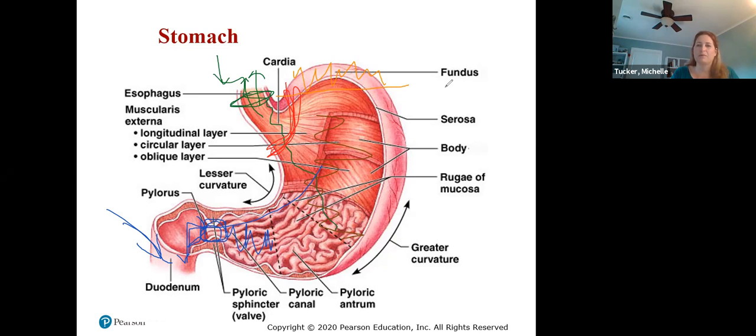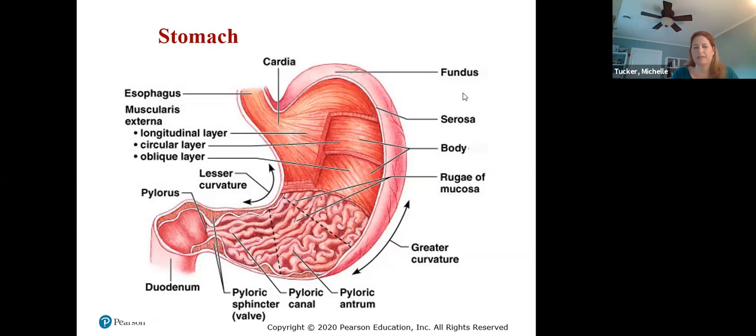That is where we're going to stop for today. So the next lecture, we pick up at the stomach. We're going to start at the stomach and we'll finish anatomy, and then we'll move on from there.